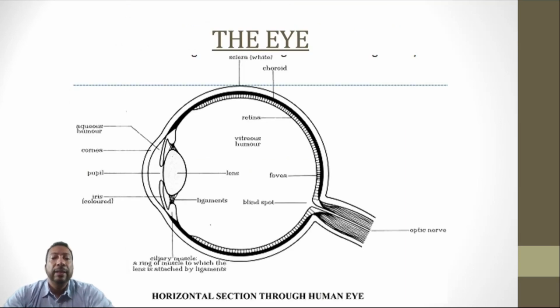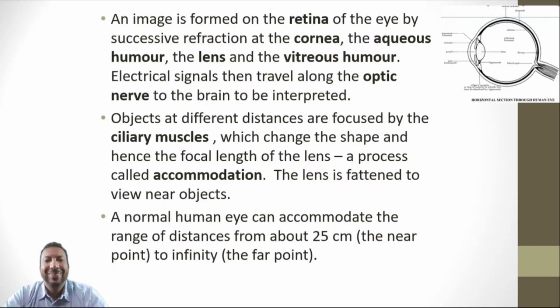Now, let's take a look at the eye. In biology class, you are going to be looking at the eye more in detail, but this is basically how the eye works. An image is formed on the retina of the eye by successive refraction at first the cornea, then the aqueous humor, the lens, and the vitreous humor. Electrical signals then travel along the optic nerve to the brain to be interpreted.